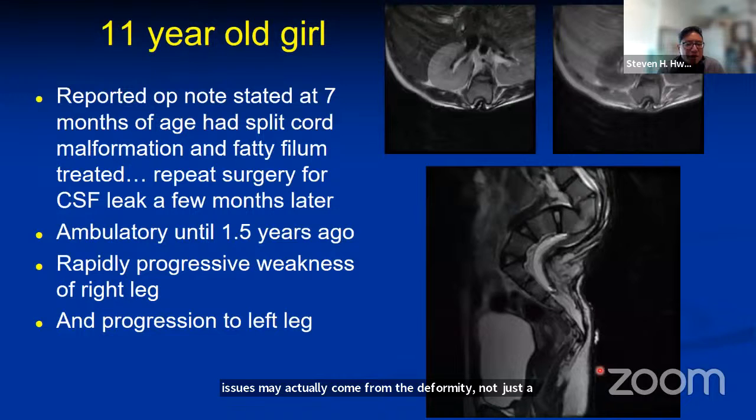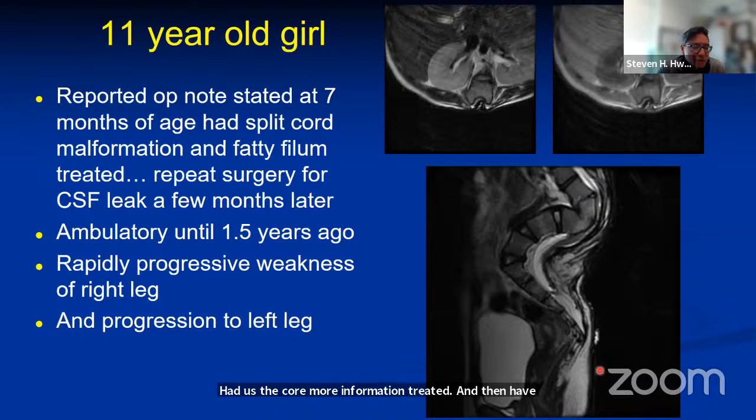So this is an example of an 11-year-old girl. She was a foreign child, originally treated in India for a split cord malformation, and then had a CSF leak that was treated there. And she was actually fine for years, about 10 years of her life. And then about a year and a half ago, she started having progressive weakness of the right leg, and so she was referred to us through our international program.